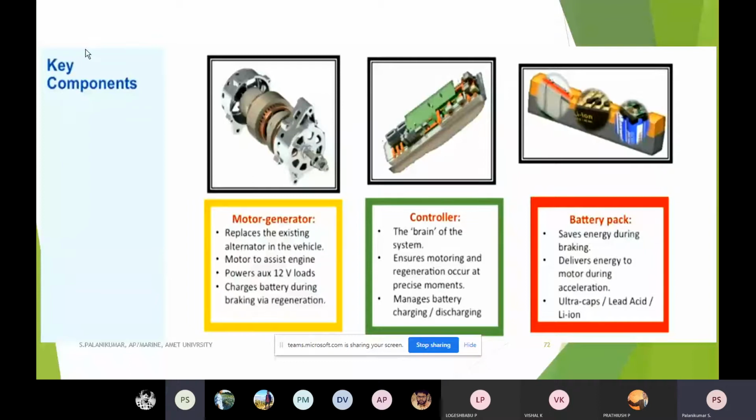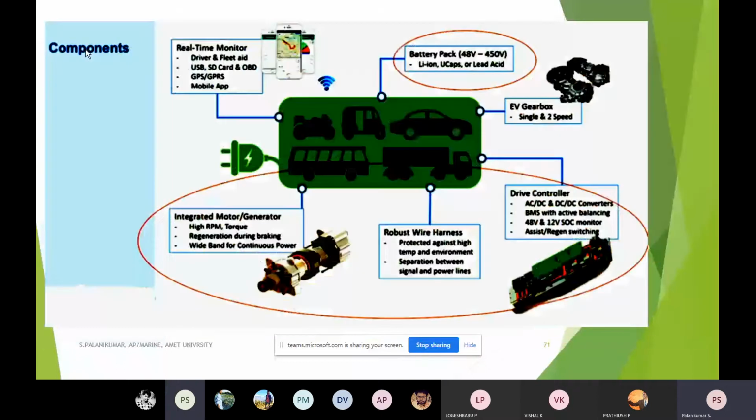Okay, so apart from these three, we are also going to study about real-time monitor and what are the gearbox arrangement. What is the need of a single gear, especially for two different speeds. So without gear, also how we are able to do the concept of drives. That also we are going to see.